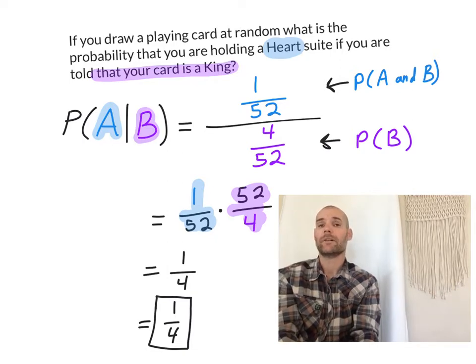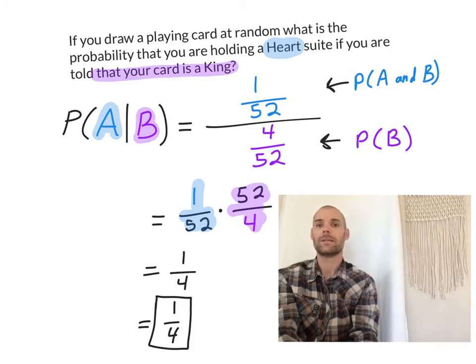So for my numerator, the probability of A and B, that's the probability of a heart and a king. There's only one way to get that, so that's 1 out of 52 in blue. And on the denominator, the probability of just B or a king, there's 4 kings in the whole deck, so 4 out of 52.